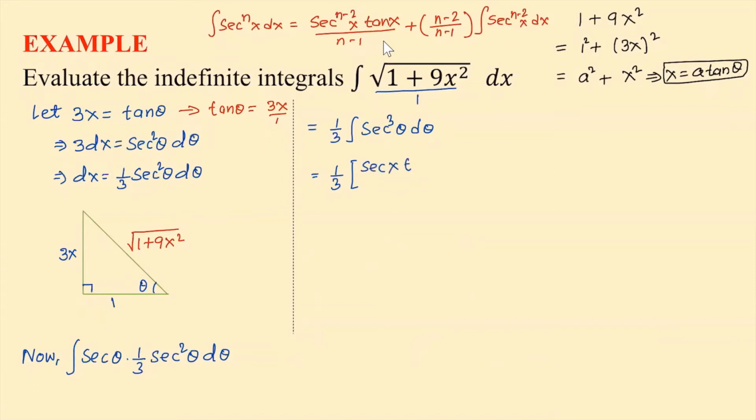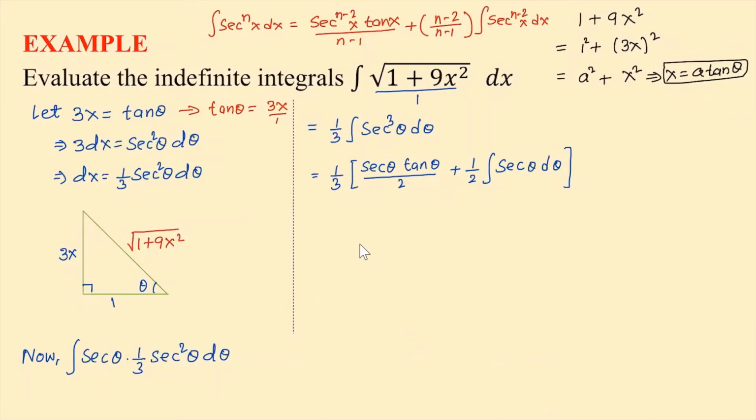Secant x tangent x over 2. Then we have plus (n minus 2) over (n minus 1), that is 3 minus 2 is 1 over 3 minus 1, that is 2, times the integration of secant raised to n minus 2. Here n is 3, and 3 minus 2 is 1. So it will be secant theta d theta. One important thing to note here, I'm making a mistake. This is not x, this is theta. Secant theta, tangent theta.